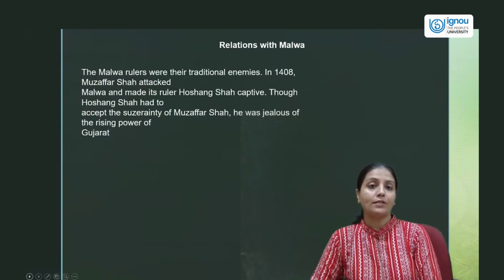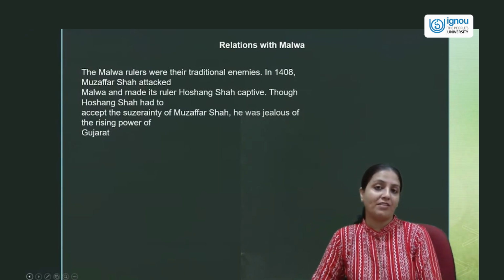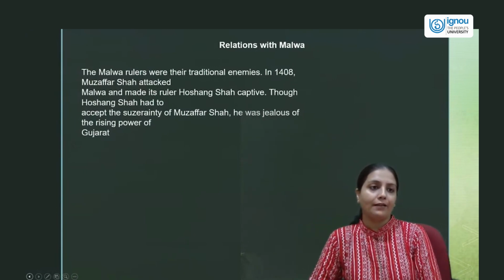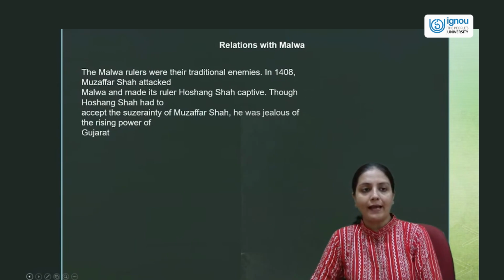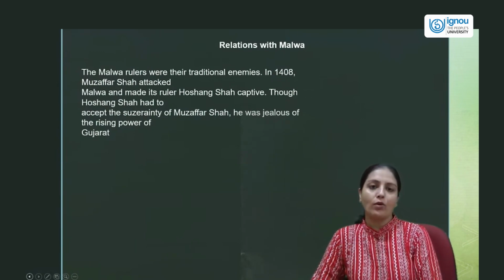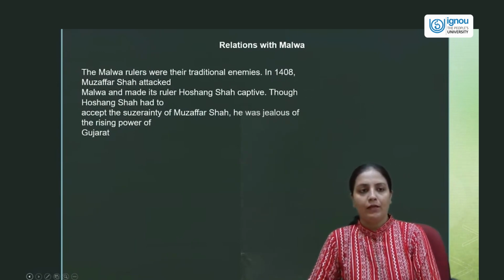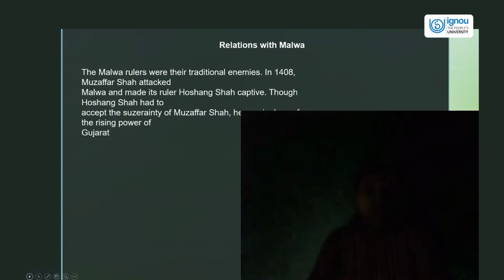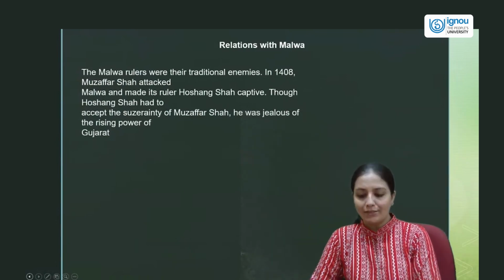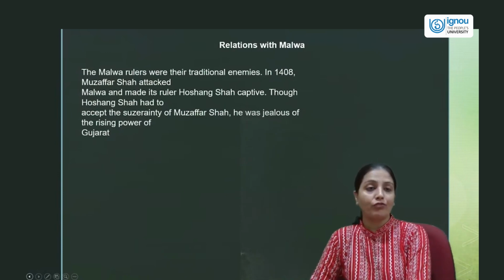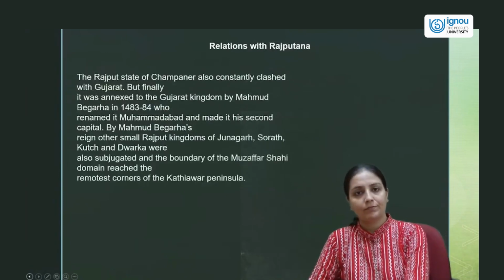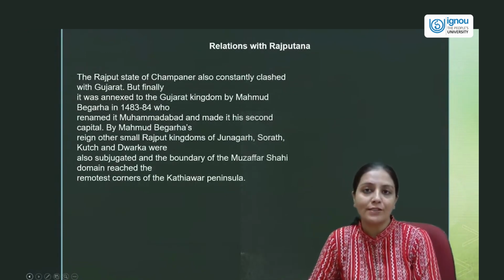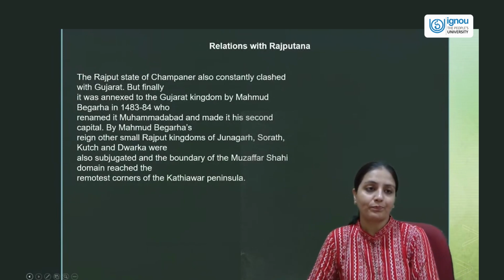The Malwa rulers were their traditional enemies. In 1408, Muzaffar Shah attacked Malwa and made its ruler Husham Shah captive. Though Husham Shah had to accept the suzerainty of Muzaffar Shah, he was jealous of the rising power of Gujarat at that time.